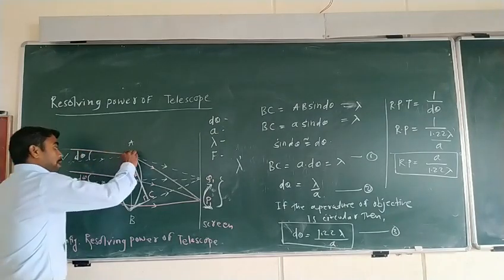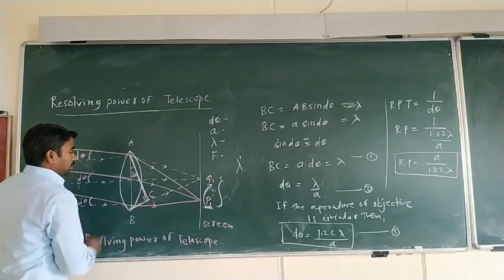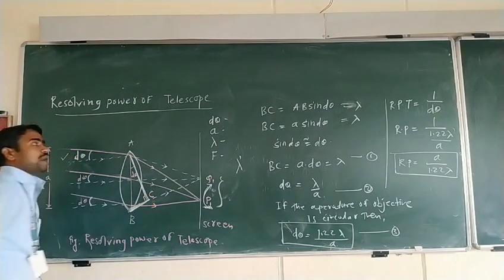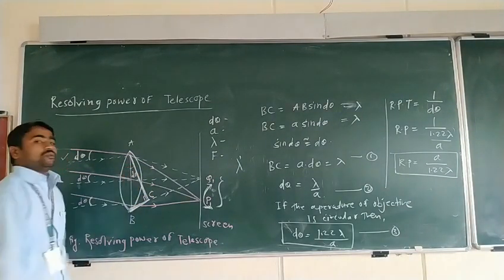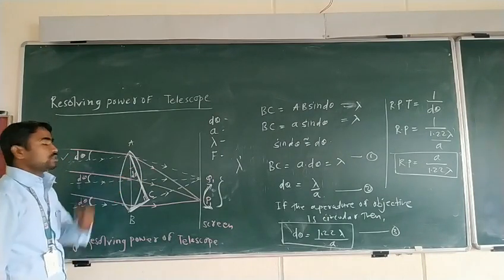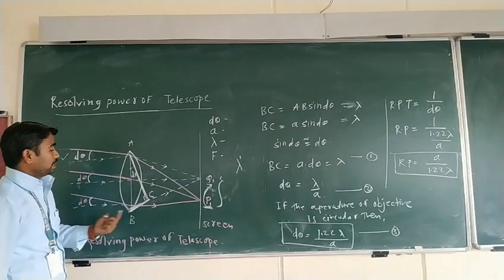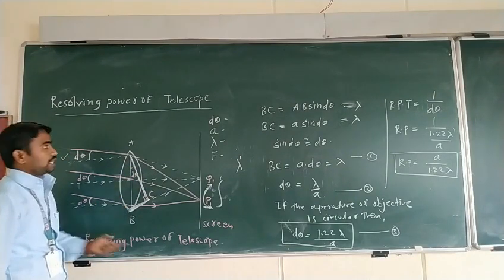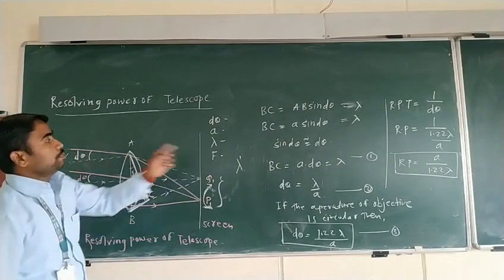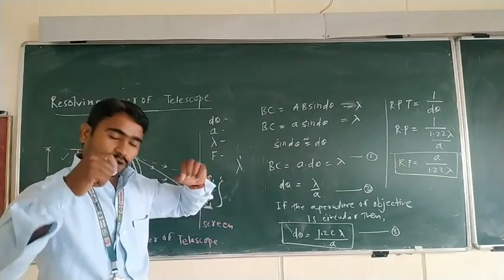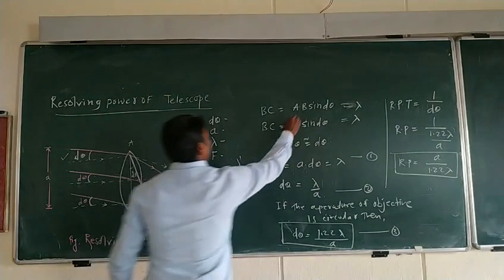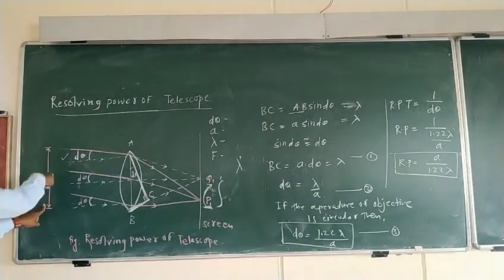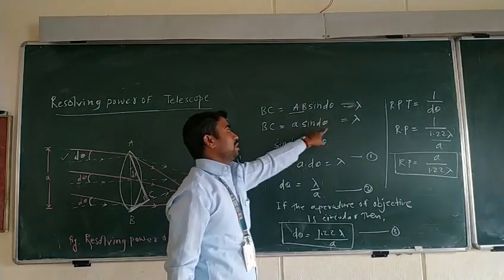Therefore, we have to draw a perpendicular from A to that line. BC acts as the path difference, and this is the angle subtended by the objective at the two point objects. Therefore, we use the geometry of the figure. Sin θ is equal to BC upon AB, so BC is equal to AB sin θ, which is equal to λ, because we first consider the path difference to be equal to λ. Instead of AB, we use small a. Therefore, BC is equal to a sin dθ, which is equal to λ.